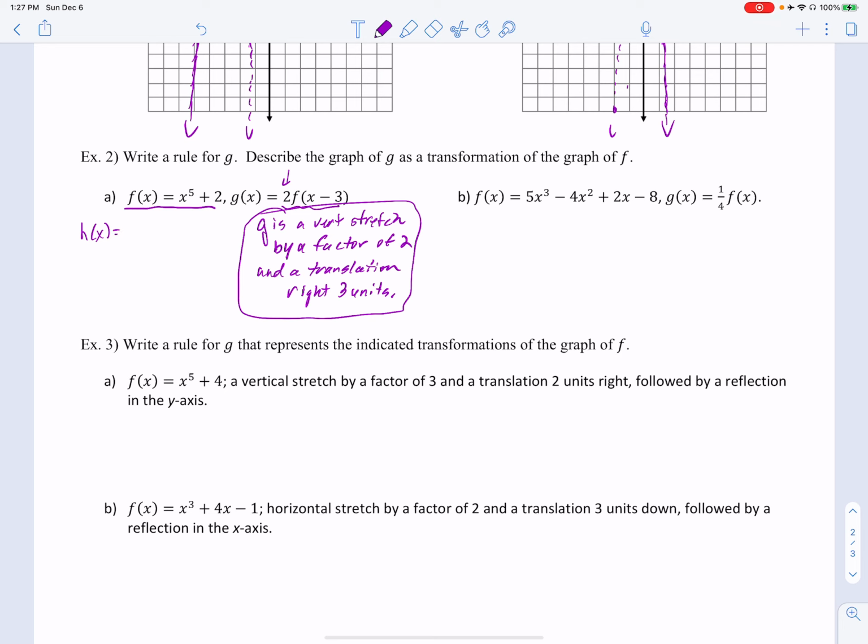And this was one thing people struggled with because you have to multiply both pieces of f. You have to distribute that 2 across the entire f. So that is going to get you your vertical stretch. So you have to double that 2 as well. Then we are going to do a translation right 3 units. So we're going to replace x with an x minus 3. And that will be my final function.